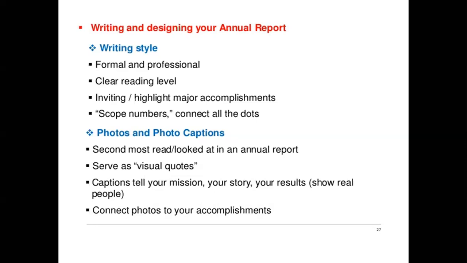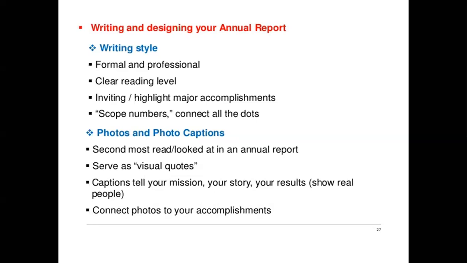Then photos and captions. This is the second most read and looked-into part of the annual report. On the one hand, people read the success stories related to your report, but the company's visual images are most important. People will see what you have pasted in the form of pictures. Your pictures are the first thing that tell your story, so connect all your writing with your pictures.